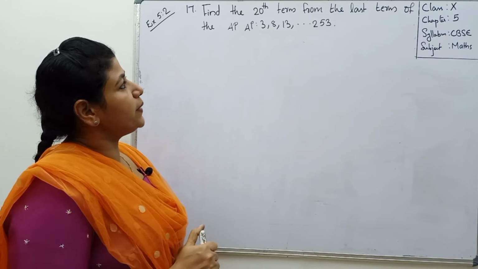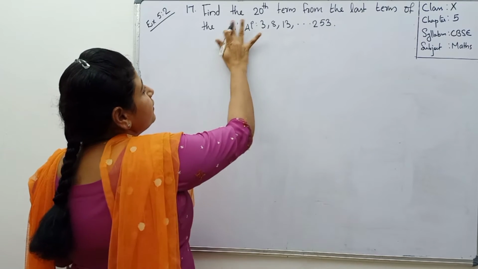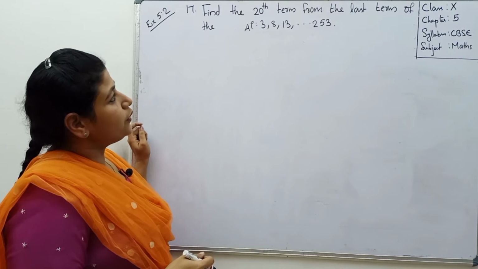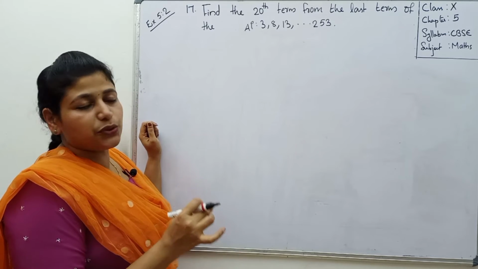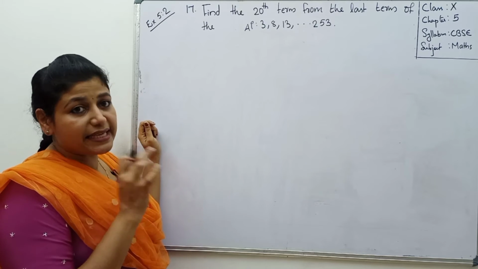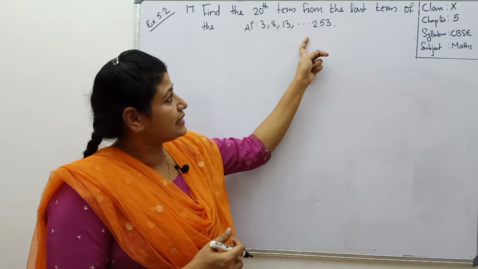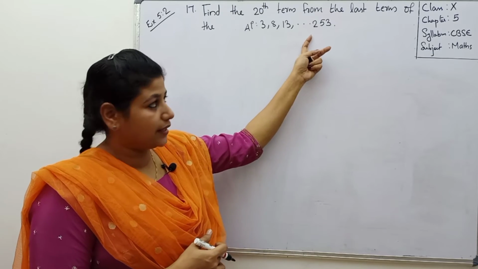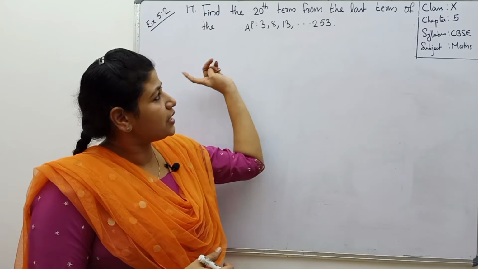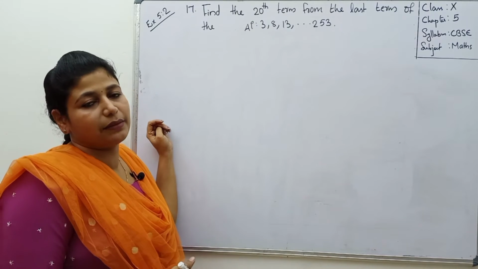17th question. Find the 20th term from the last term of the AP 3, 8, 13, and so on, up to 253. So one AP is given: 3, 8, 13, etc., 253. We have to find out its 20th term from the last, not from the first. The question is not asking for the 20th term of the sequence 3, 8, 13, etc. It is from the last term towards the first. If we take in this direction, 253, then its previous second term, third term, and so on, what will the 20th term be?